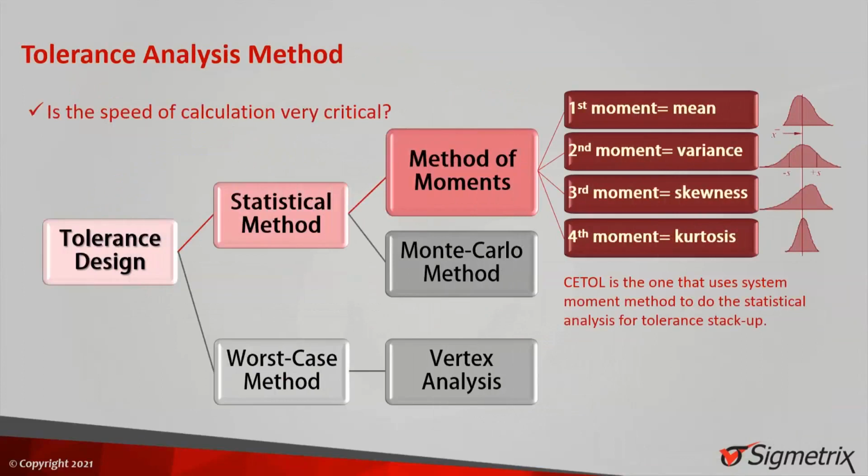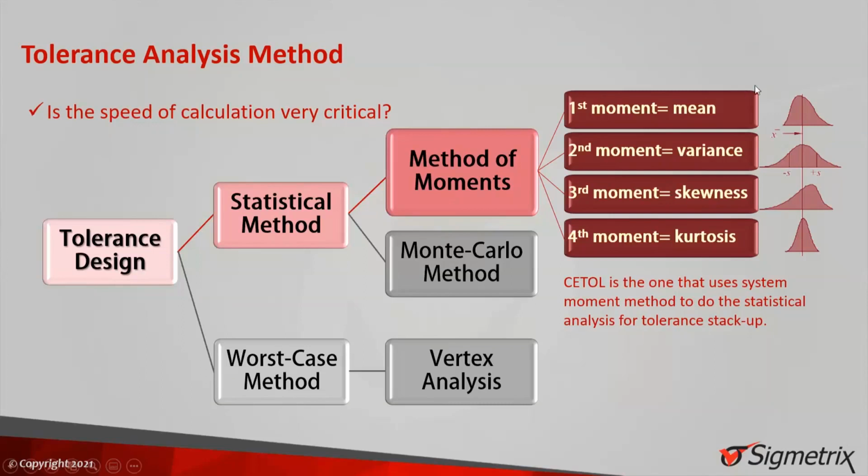Okay, this slide just shows you some TA methods. So that's the worst case, no different. All use the vertex analysis, right? But there are two different methods to do the statistical method in the commercial market. So CETOL Six Sigma is the one that uses the system moment method. That is the mathematical method to do the statistical analysis for TA.